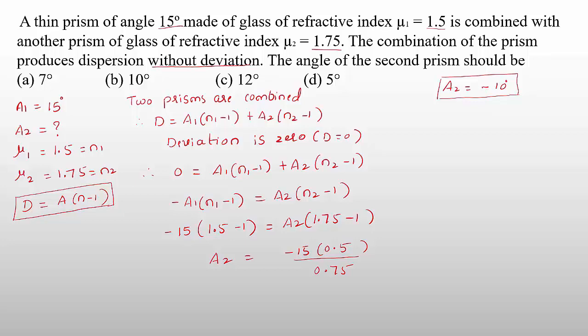So then what this negative sign indicates? Remember, negative sign shows that the second prism is inverted with respect to first prism. If this is a first prism, then second prism will be inverted with respect to first one. So negative sign shows that the second prism is inverted with respect to first prism. So A2 equal to 10 degree means the option B is right.